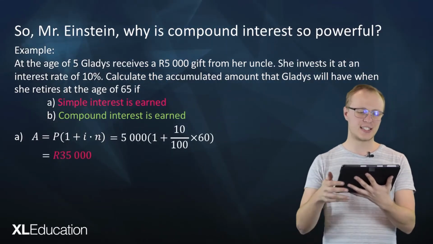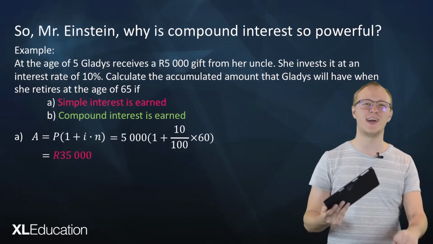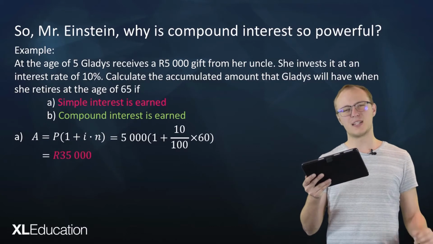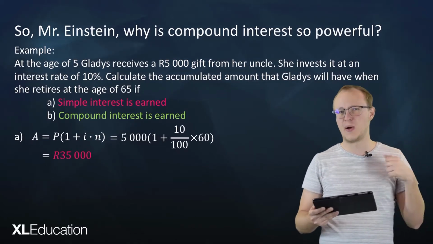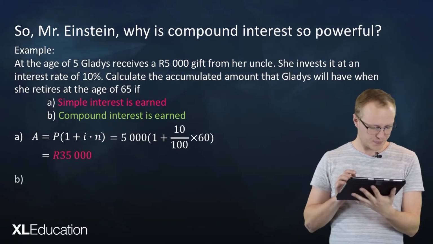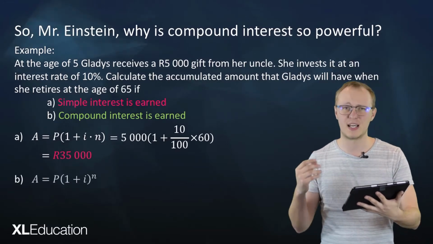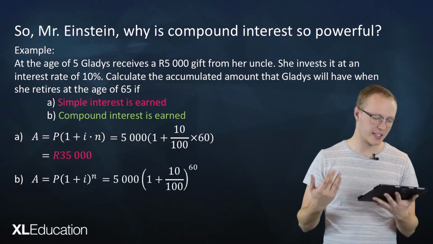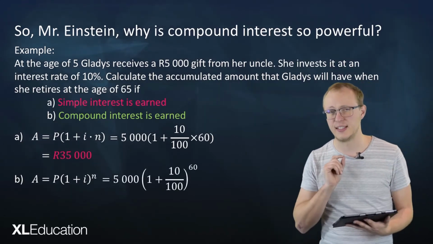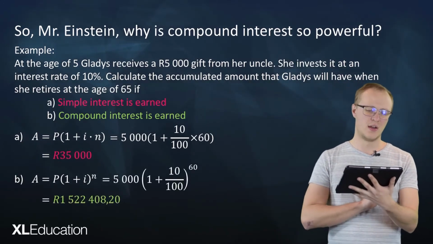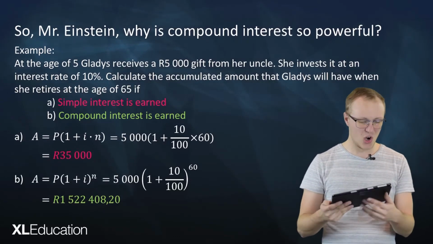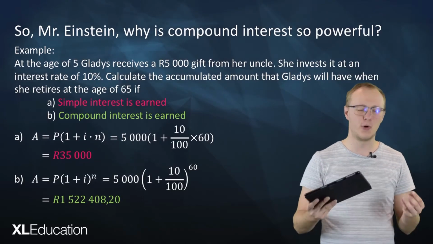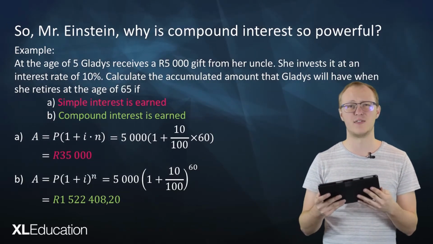And after 60 years, she has 35,000 Rand in her account. Geez, that sounds great. But let's hold on. Let's see what compound interest would have given us. So A equals P(1 + i)^n. And P is still the same amount, i is the same, and n is still the 60 years. So now she would have had 1,522,408 Rand and 20 cents in the account.